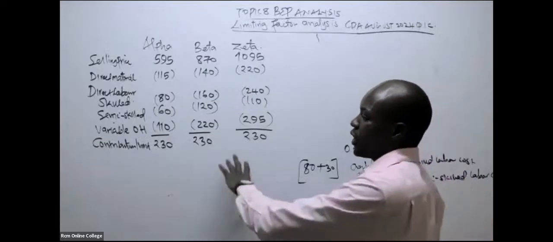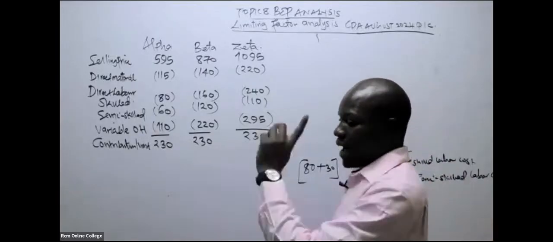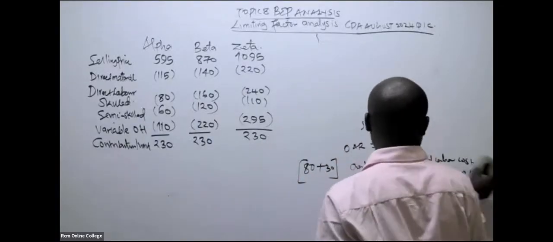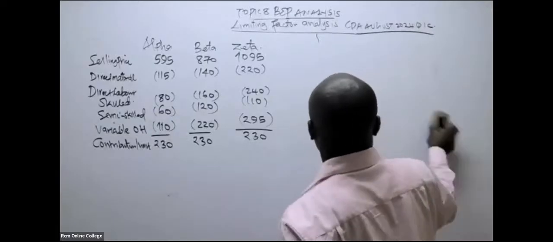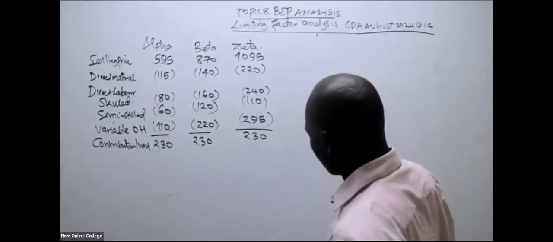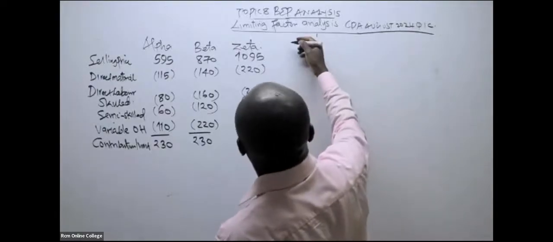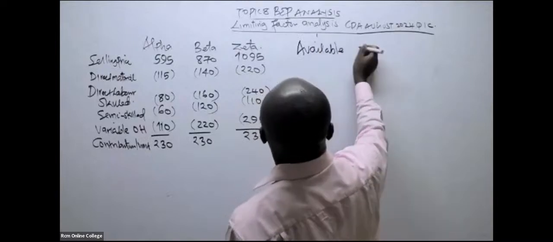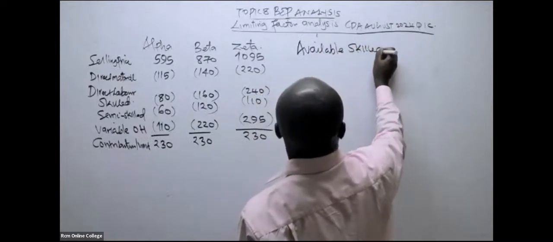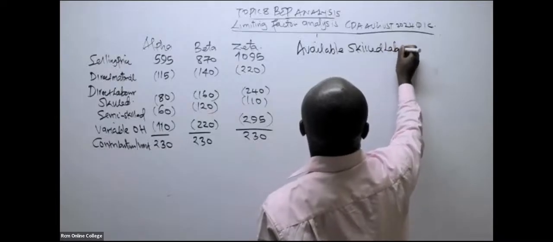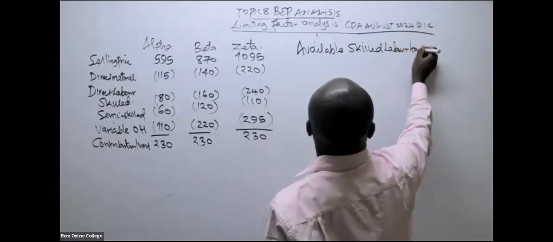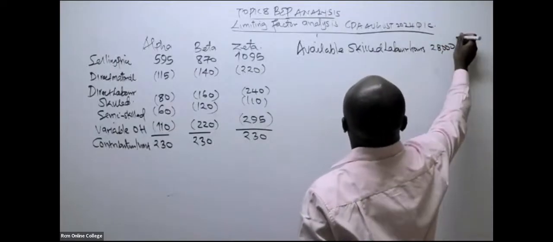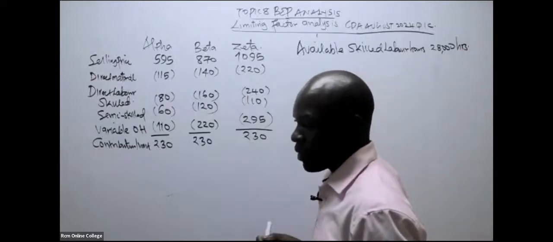So at this point, you cannot tell what you'll be going for. But I want you to do this so that you know the product that you'll be going for. Remember, we have limited resource, and this limited resource is available skilled labor hours. We only have 28,000.